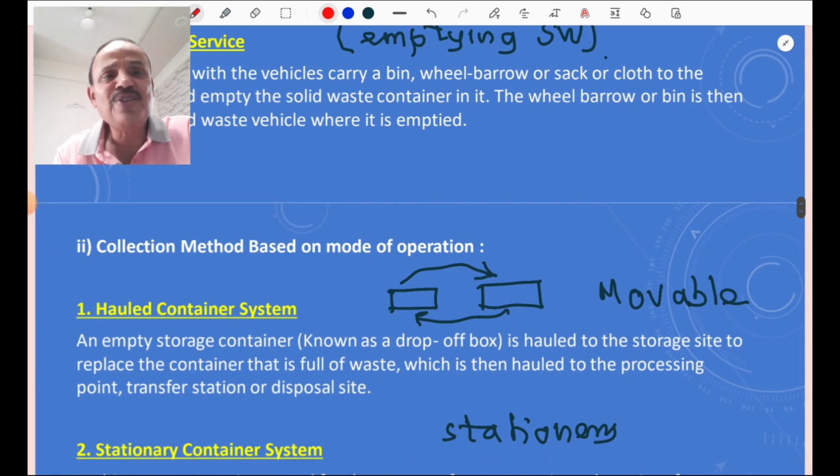Then we are going to discuss the collection method based on the mode of operation, that is hauled container system. An empty storage container known as a drop-off box is hauled to the storage site to replace the container that is full of waste, which is then hauled to the processing point, transfer station or disposal sites.